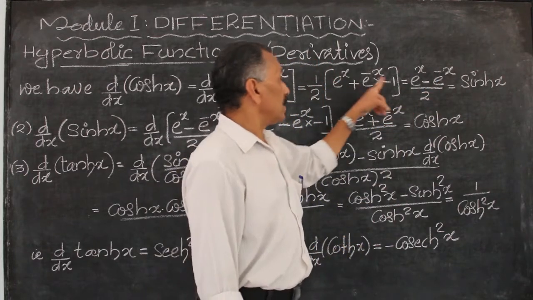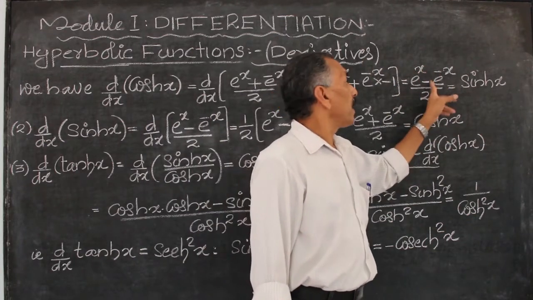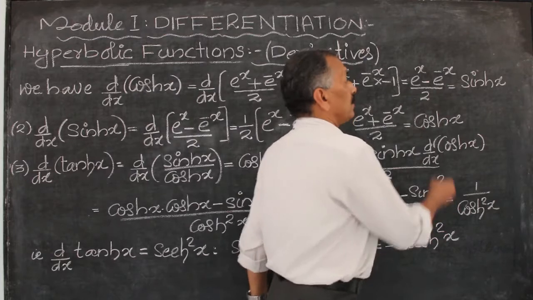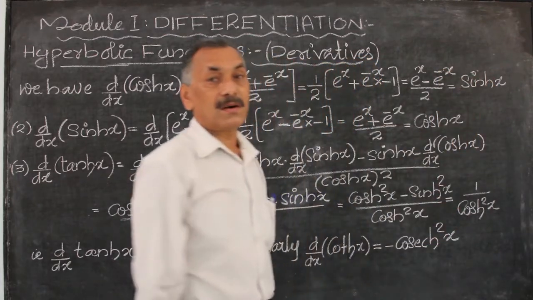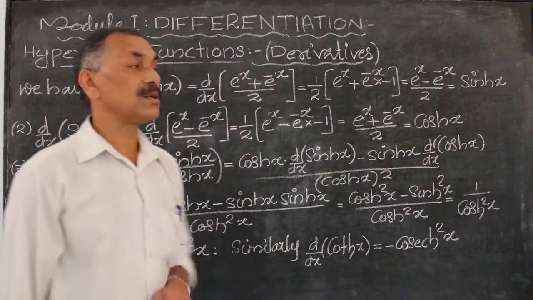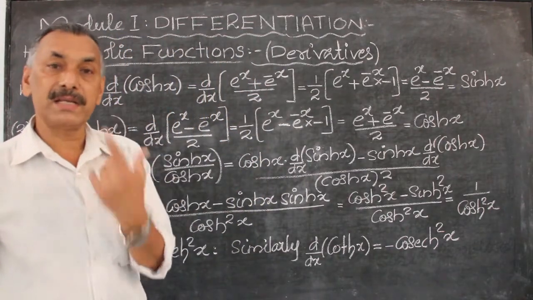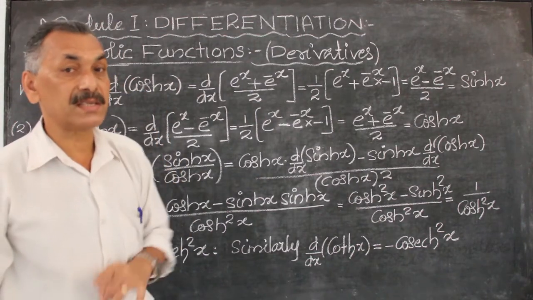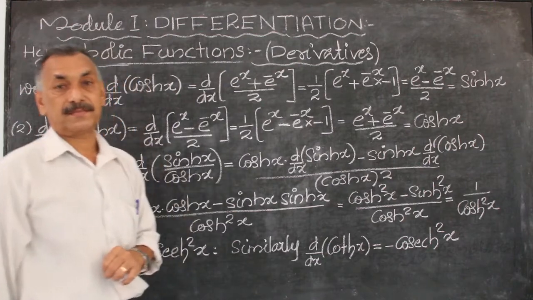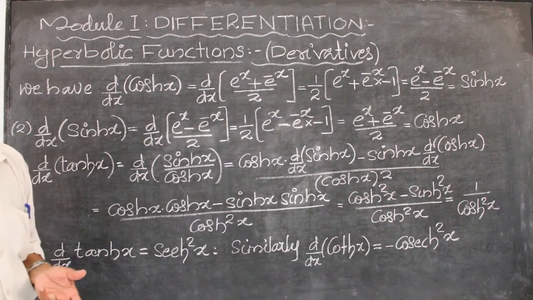That is e raised to x minus e raised to minus x by 2, which is sinh x. So the derivative of cosh x is equal to sinh x. The derivative of cos x is equal to minus sin x, but the derivative of the hyperbolic function cosh x is equal to sinh x, not negative sinh x.